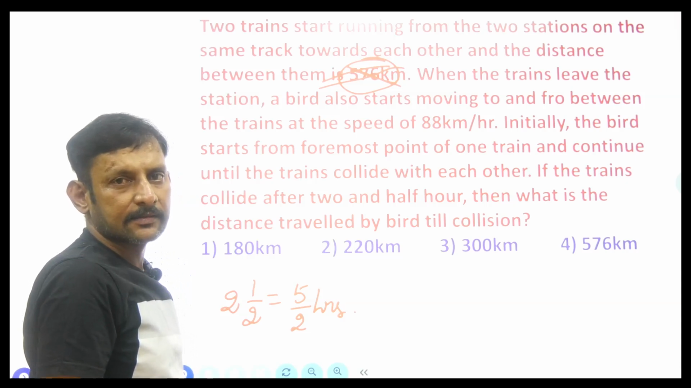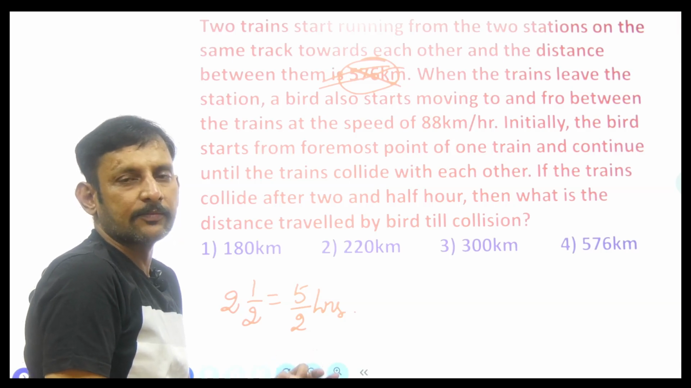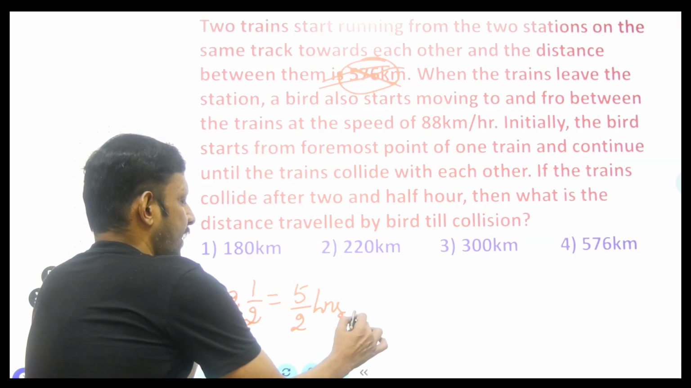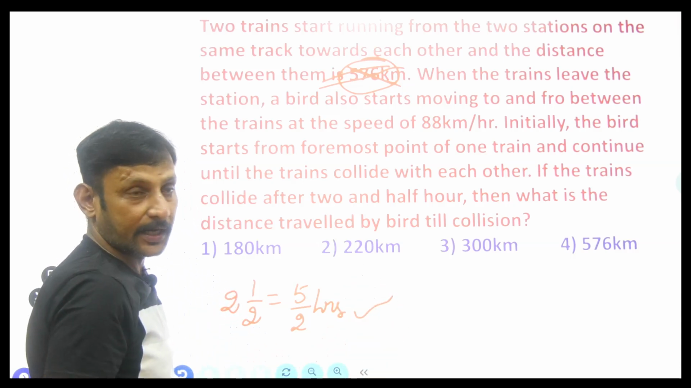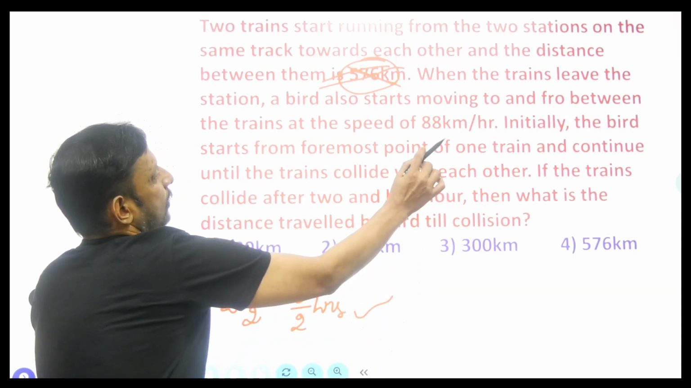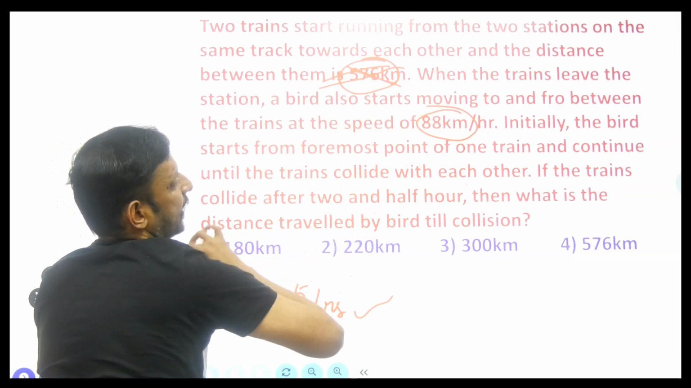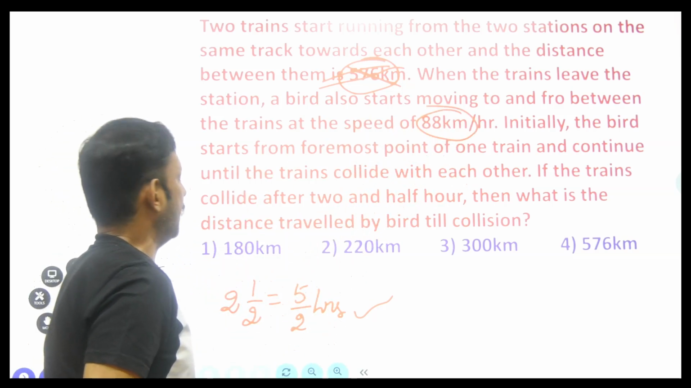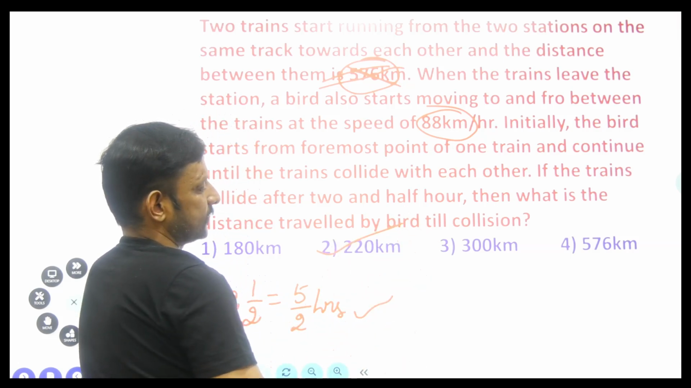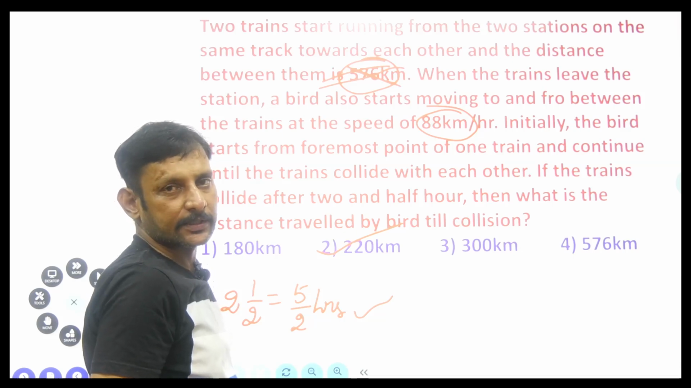What I need is the distance covered by the bird, which is nothing but the speed of the bird into the time period. In the question itself, it is given as 5 by 2 hours time period. And what about the speed of the bird? 88 kilometers per hour. Actually, 88 is a multiple of 11. So clearly we can go with 220, which is a multiple of 11. That is through the options elimination method.